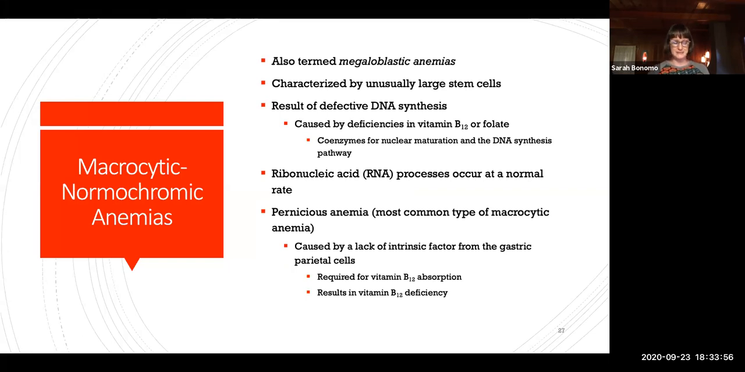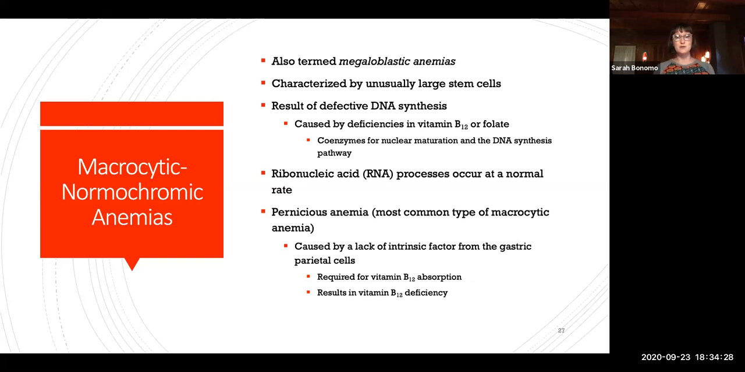Okay, so this is our first vocabulary lesson. So we're going to talk about macrocytic normochromic anemias, and there's several that fall into this category. So if we look at macrocytic, remember cytic is related to the size. So we've got a macro cell, it's a big cell. And then it's normochromic, and remember chromic refers to the hemoglobin content. So we have a normal hemoglobin content in these types of anemias. So look at the words.